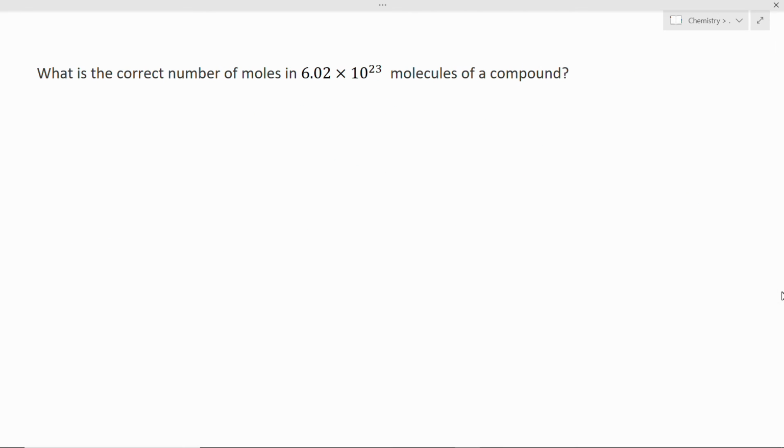Alright, so now we're going to jump into questions that are asking us to convert from molecules to moles. What is the correct number of moles in 6.02 times 10 to the 23rd molecules of a compound? Alright, so this is information we should already be familiar with. So here, we already said that there are this many molecules in 1 mole.